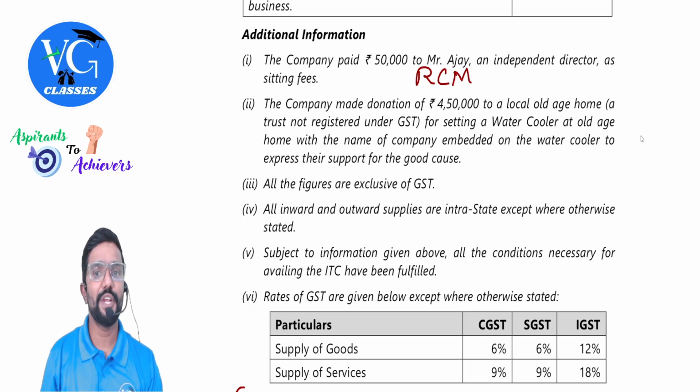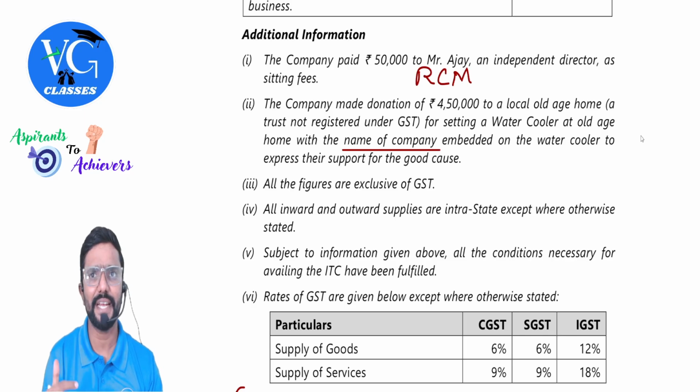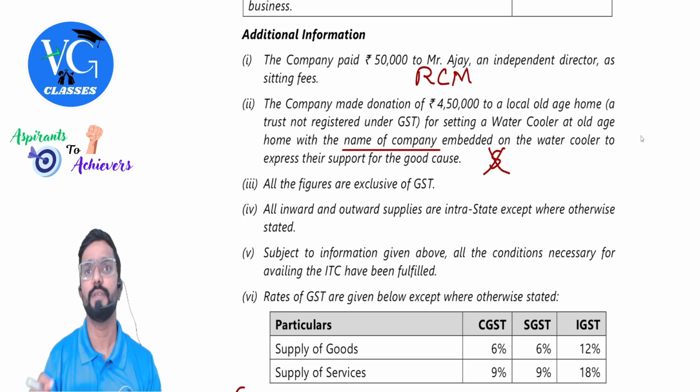The company made a donation of 4,50,000 to a local old age home, a trust not registered under GST, for setting up a water cooler at the old age home with the name of the company embedded on the water cooler to express their support for the good cause. Guys, only the name of the company is displayed. Is it a promotion? Is it marketing? No. So in that case, is it a supply?